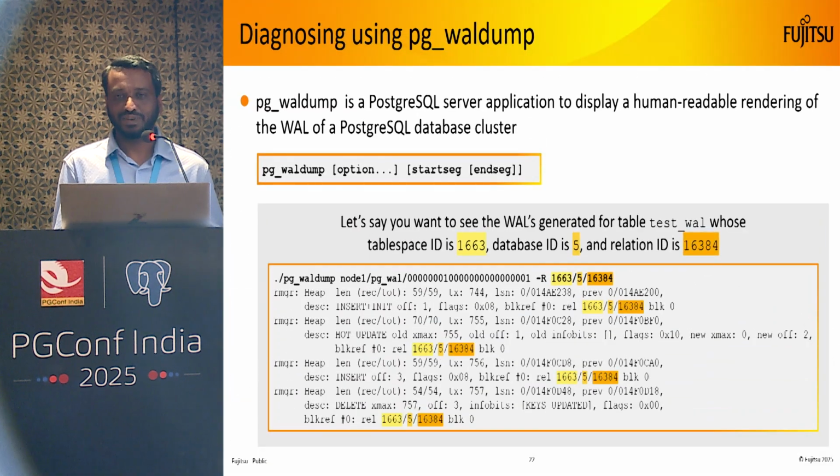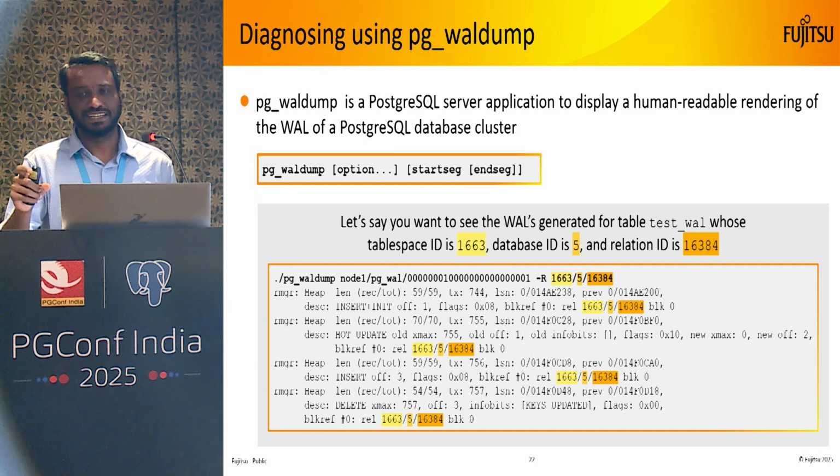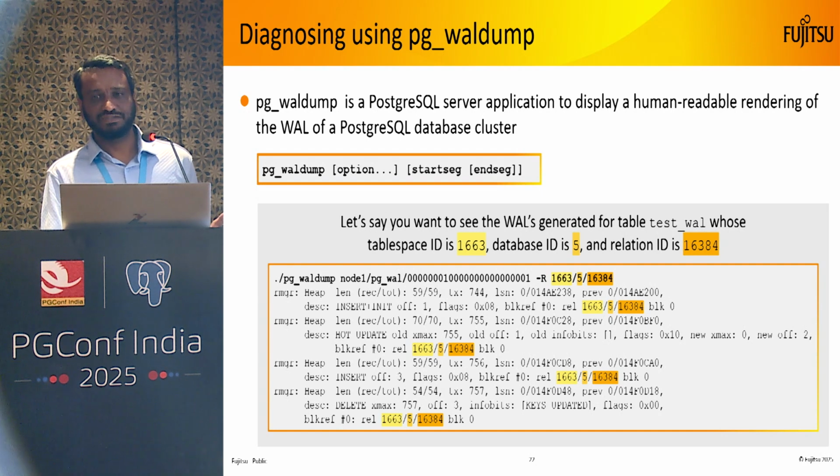In the database we cannot see the history of the file. But through pg_waldump we can see the history of the table, what all operations have happened. You just specify the relation, get the tablespace, database, and the object ID, and specify it. You will be able to see the history of the table.